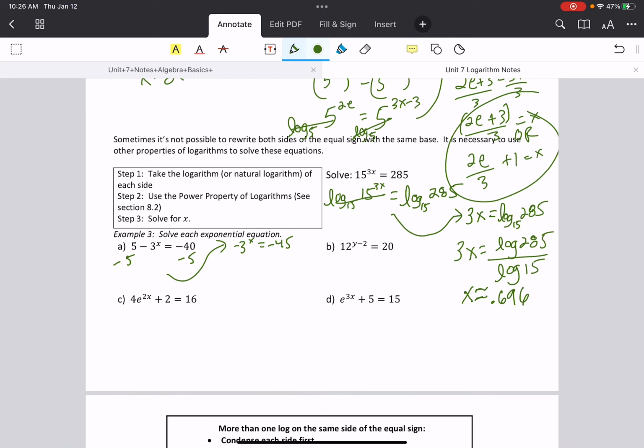Is the exponent by itself? Not yet. I gotta get rid of the negative. The negative is in parentheses. It's not part of the exponent, right? So now I'm gonna divide by the negative 1. So 3 to the x is 45. So now I can log base 3 of both sides.